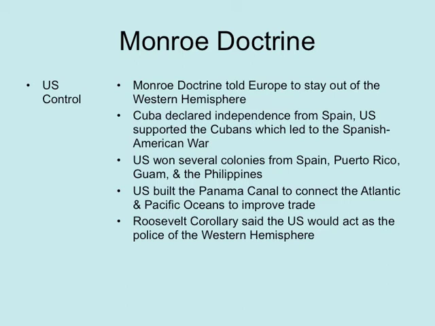And then in the early 20th century, we get the Roosevelt corollary to the Monroe Doctrine, which says the U.S. will act as the police of the Western Hemisphere. In other words, we will interfere and solve any problems that we see developing.